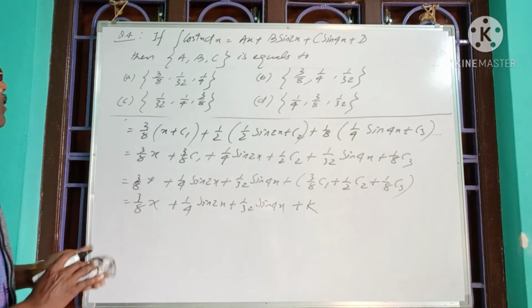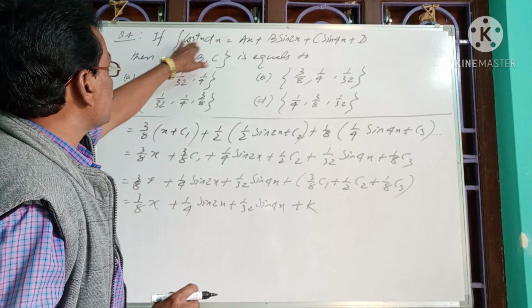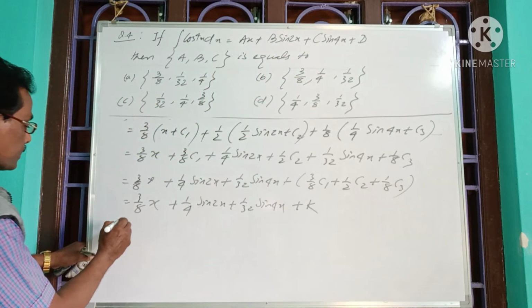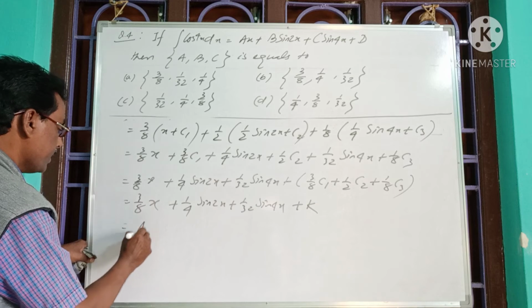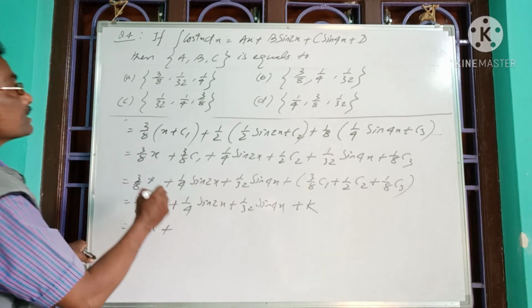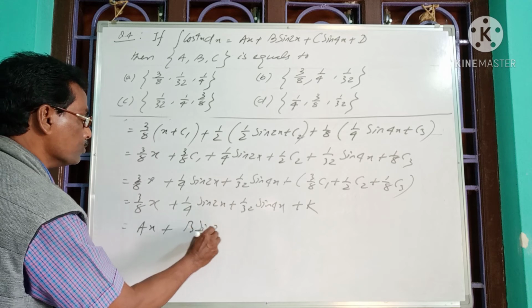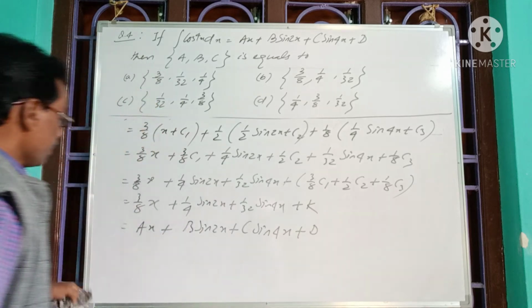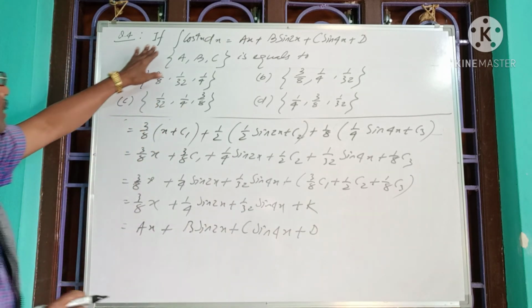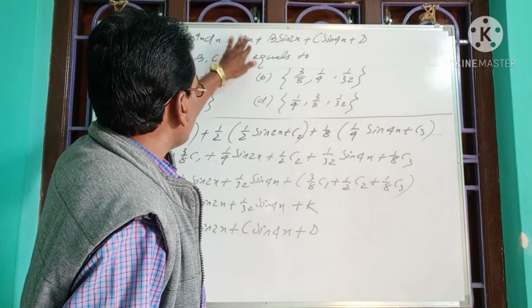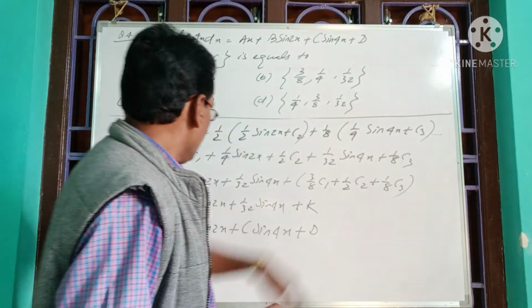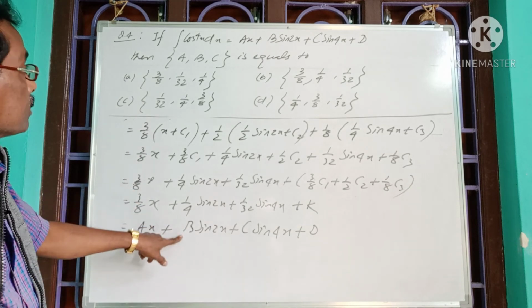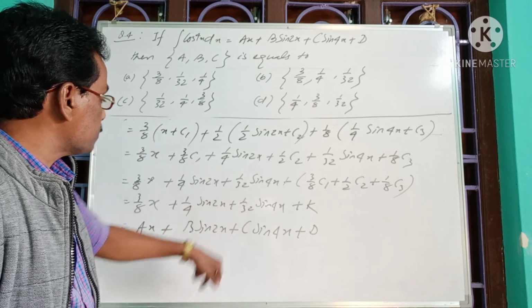But we have been given that integration of cos to the power 4x with respect to x is equal to ax plus b sin 2x plus c sin 4x plus d. So we may equate like this, that is we have ax plus b sin of 2x plus c sin of 4x plus d. So we replaced in place of integration of cos to the power 4x with respect to x is equal to ax plus b sin 2x plus c sin 4x plus d. So now comparing the constants, that is a will be equal to 3 by 8, b will be equal to 1 by 4 and c will be equal to 1 by 32.